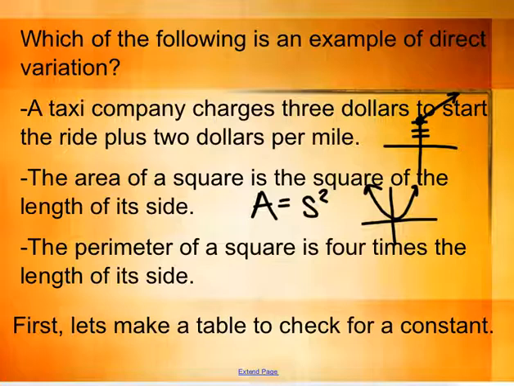And we can also see that with that s squared, it doesn't follow the pattern of kx. And lastly, the perimeter of a square is 4 times the length of its side. Well, we did this one earlier, and we said perimeter, or y, equals 4s, 4x. And so yes, this one is direct variation, because it will go through the origin, it's a straight line, and it follows the equation y equals kx.